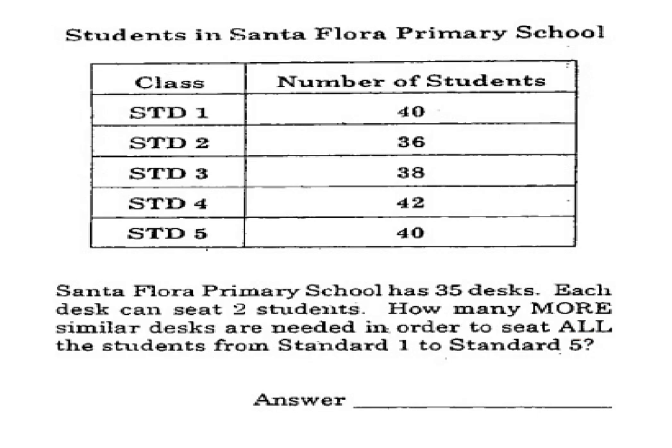So we need to figure out how many students we have in total, right? So how are we going to figure that out? 40, 36, 38, 42, 40. Right. What are we going to do with these numbers? I'm going to add them all. Very good. So let's add them all together. And what should we get?